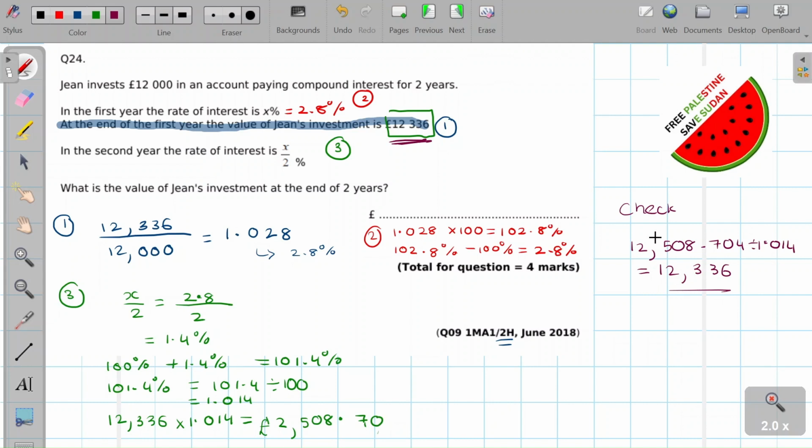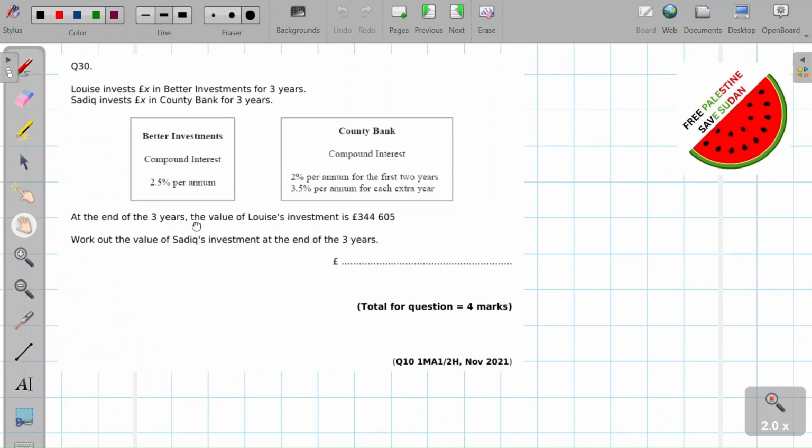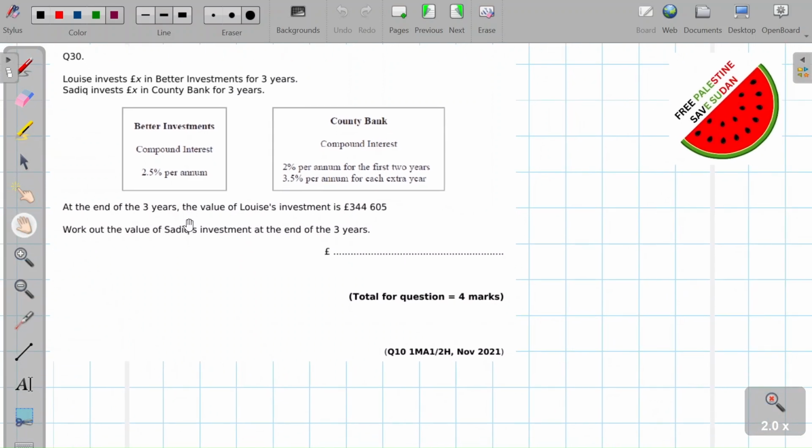Now we've got one more question, and then that should be it, I think. So again, I'm going to reposition this one. And we've got Louise. Louise invests X pounds in Better Investments for 3 years. And Better Investments is offering a fixed compound interest rate of 2.5% per annum. Sadiq invests X pounds, so they're both investing the same amount of money in County Bank for 3 years.